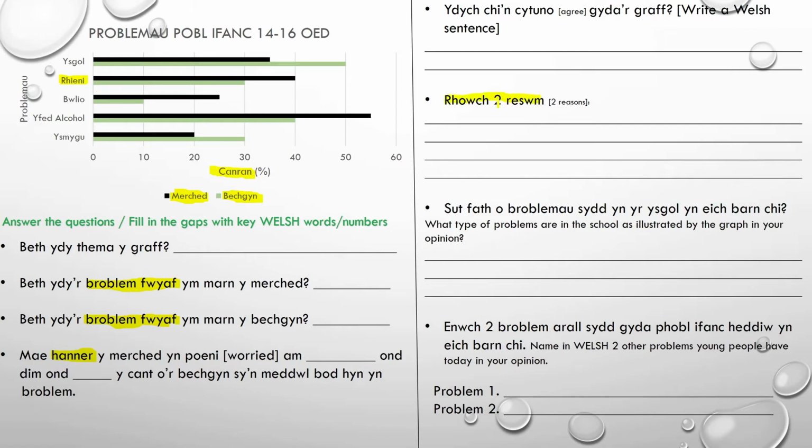Rhowch ddau reswm. Give 2 reasons. And again, remember, what we always encourage you is to split the reasons up so that the examiner can see them clearly. Firstly, yn gyntaf, what's your first reason for agreeing with the graph? Yn ail, secondly, your second response for why you agree with the graph that you have just read.